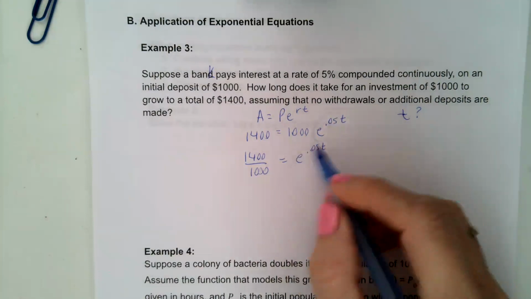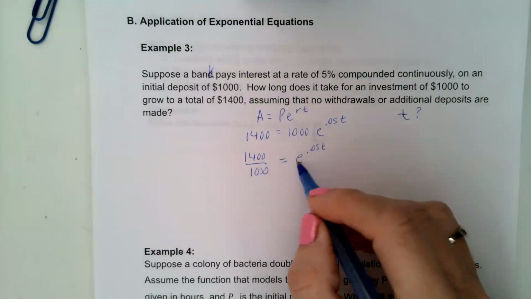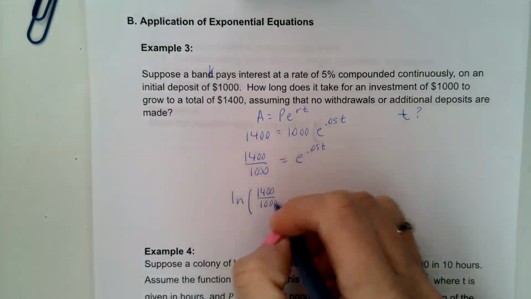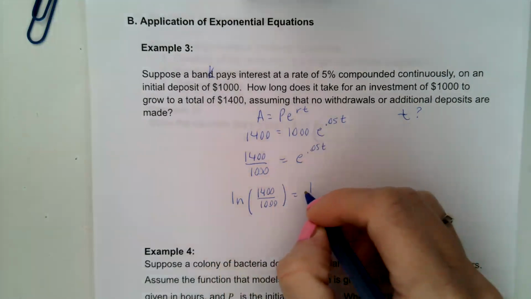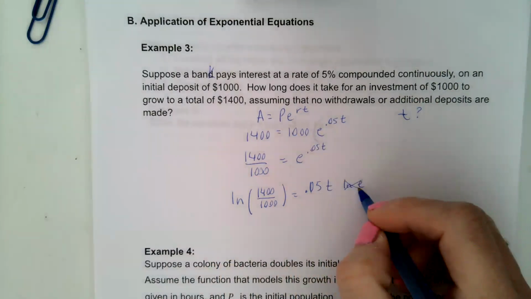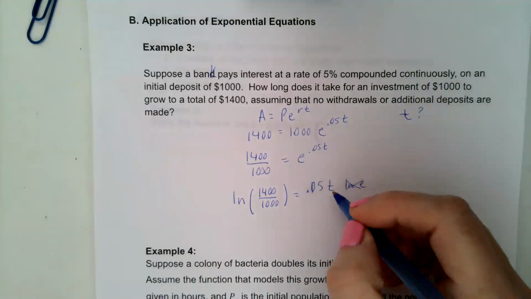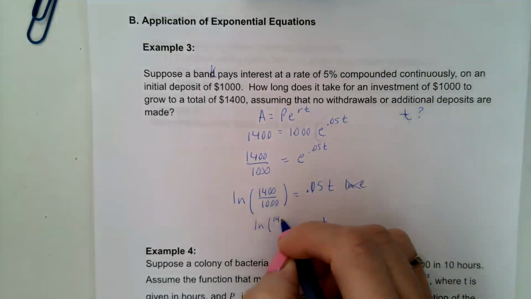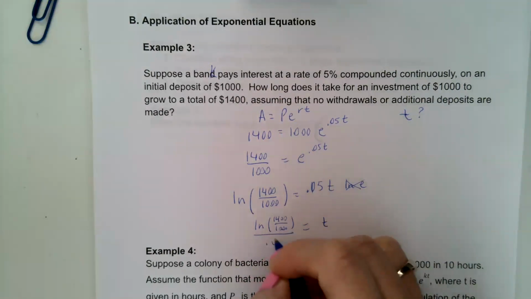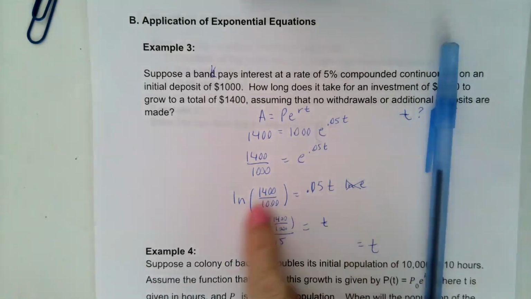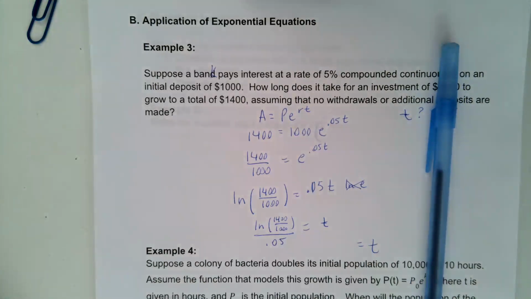So to get my t down out of the exponent, I'm going to take the natural log of both sides to undo this e. So I'm going to take the natural log of this ratio. And then 0.05t times the natural log of e. And remember that cancels. And then to solve for t, we're going to divide both sides by 0.05. So we have the natural log of 1,400 divided by 1,000, divided by 0.05. So we can type this whole thing in one calculation into Desmos. That's the most efficient way to get the most accurate answer.